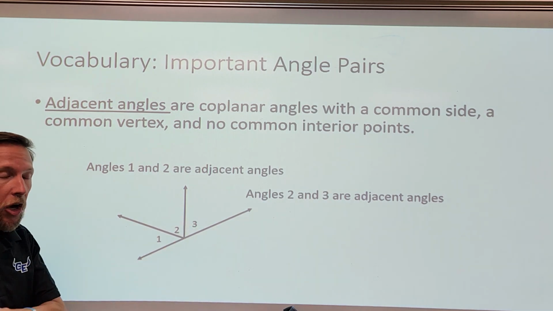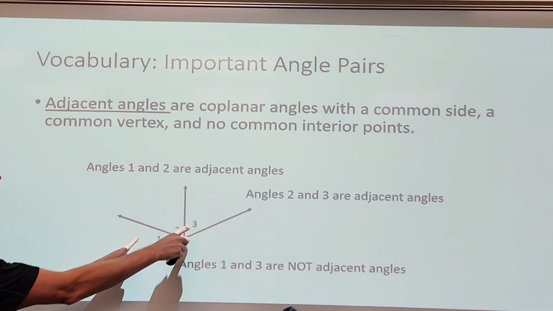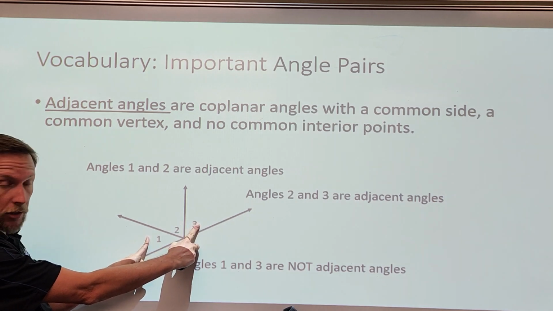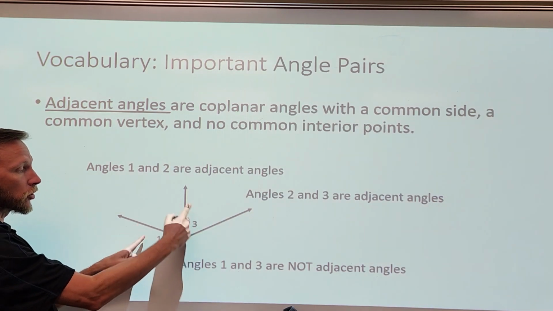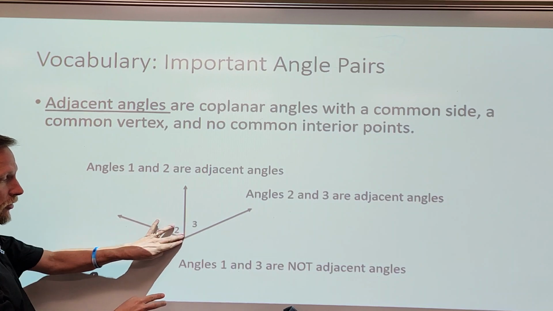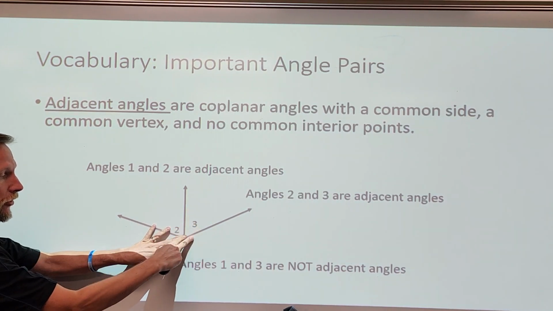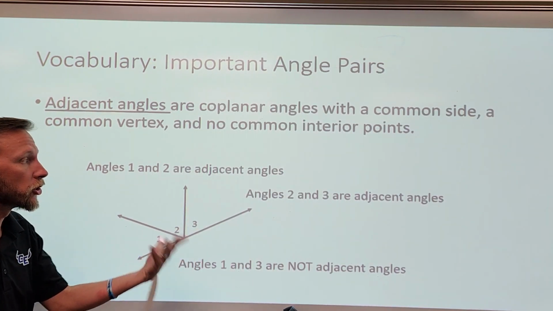Angles 1 and 3 are not adjacent because they do not share a side. They do share a vertex, but they don't share a side. The sides for angle 1 are these rays. The sides for angle 3 are those rays, and they're not shared.